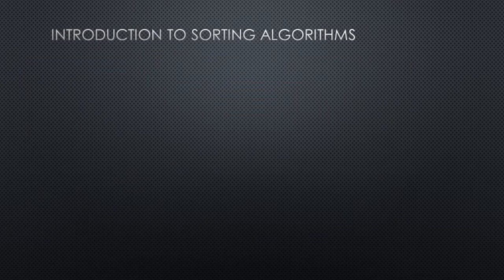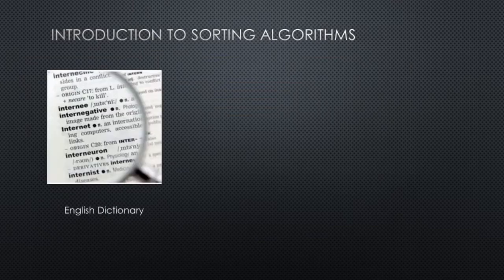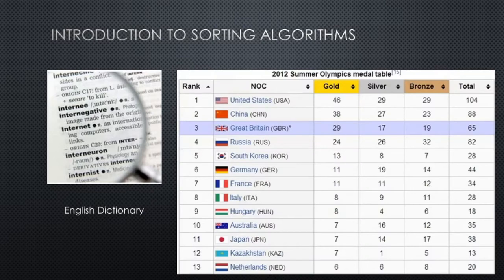There are so many places where we like to keep our data sorted. Be it a language dictionary, where we want to keep the words sorted so searching for a word is easy, or something like a medal tally, where we want to see which team is on top and which team is not performing so well.